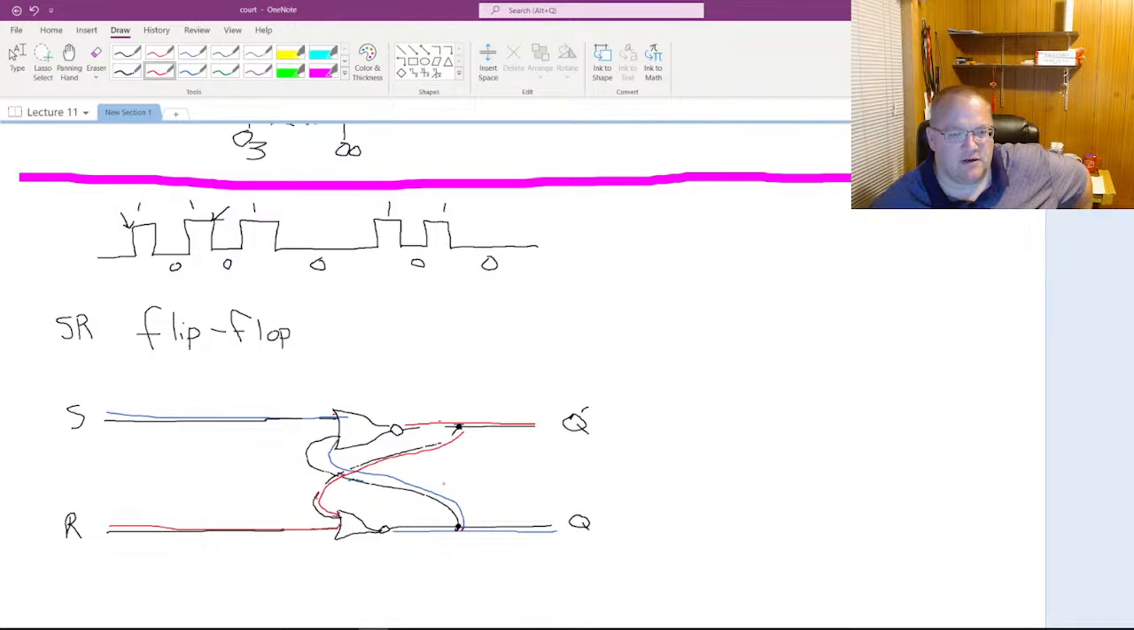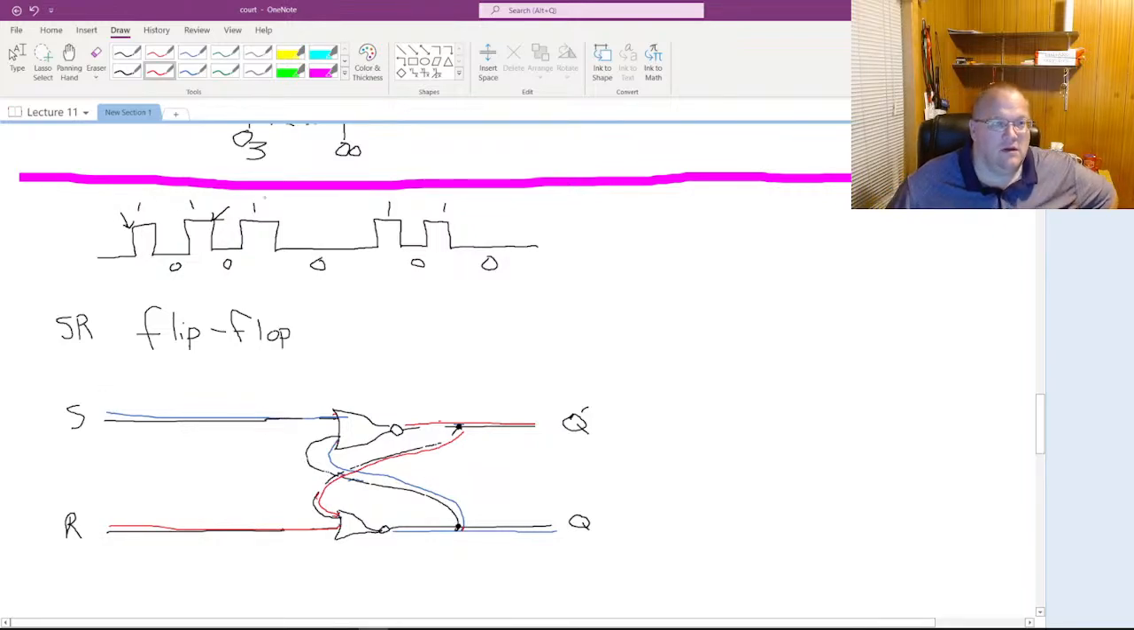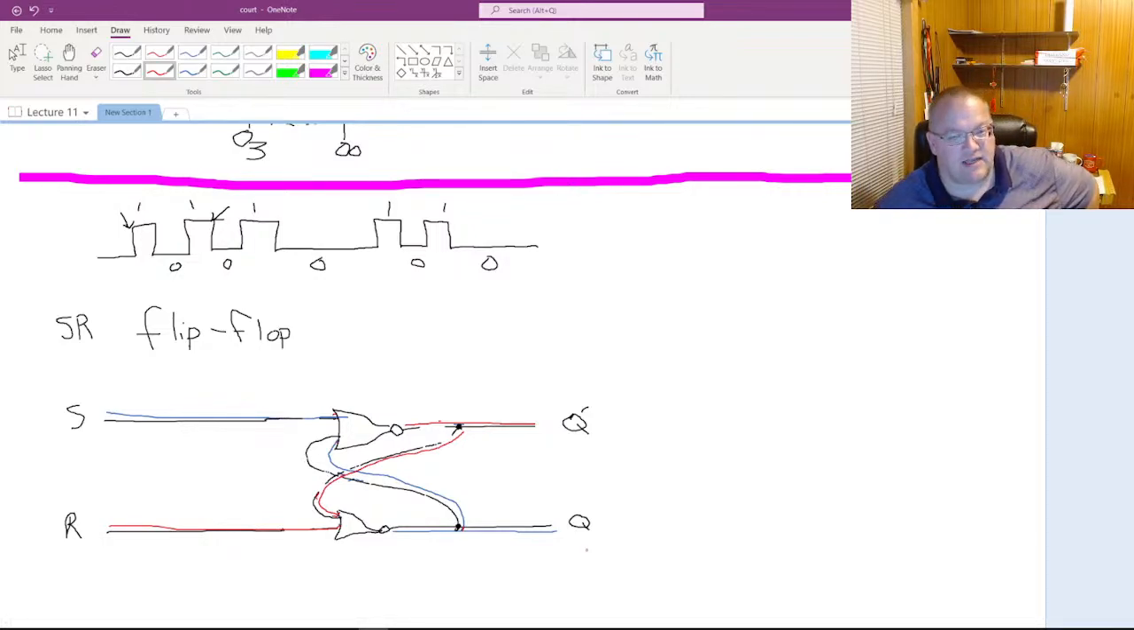So what this does is, as long as we still have power to this, it will continue to remember what state it's in. Is it true or false? So we can use something like this to represent a bit in our memory. Like in a register, we can use a series of gates very similar to this to remember where things are in memory.